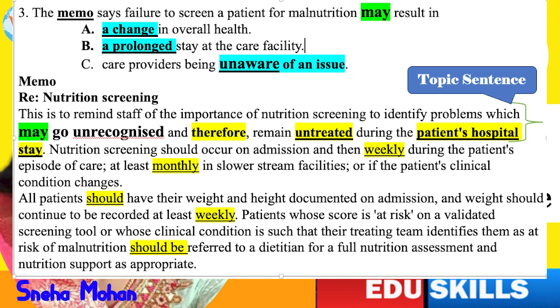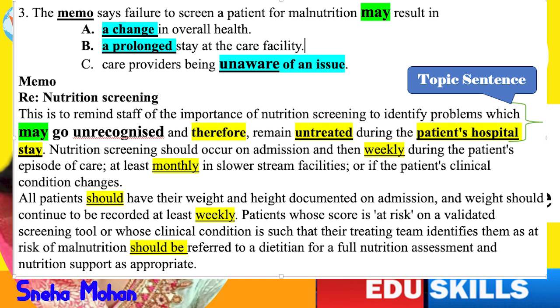Before that, let us see what the keywords are. As per Father's strategies, after following the question, answer, text method, we have to find the keywords. So in the question, keywords are memo and may. In answer option A, I have selected the keyword as a change, a prolonged stay in answer option B, and in answer option C, unaware of an issue. So, before we move on to the paragraph, as we have already read the paragraph, we have to just search for synonyms, synonymous language, or something being paraphrased.